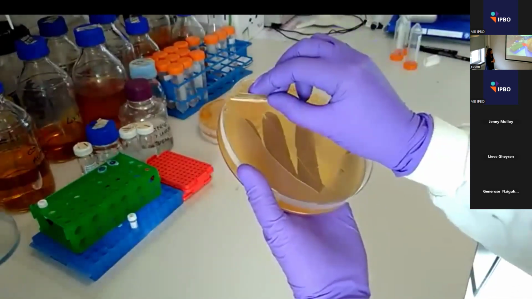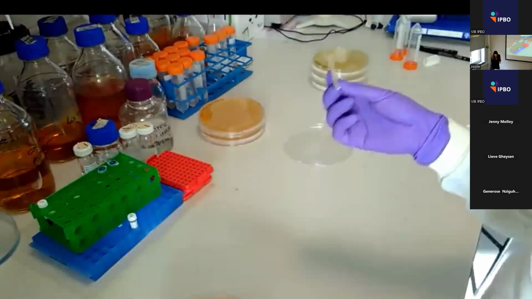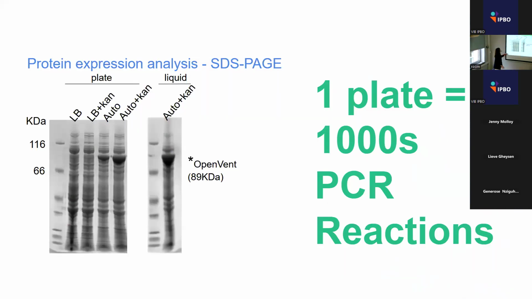So these ones are expressing, again, open vent. And you can see you get a bit more in the liquid culture, but there's plenty on your plates as well. I mean, you don't need much of this. One of those little standard Petri dishes will do thousands of PCR reactions worth of enzyme. So the yield is pretty good. And we're not really in the business of absolutely maximizing the yield. We just need to get a useful amount, so we were pretty happy with this.